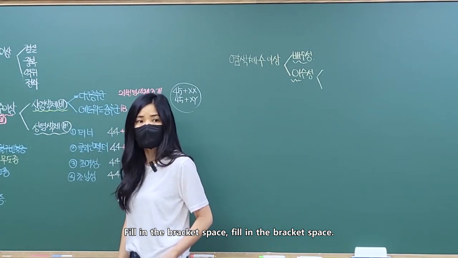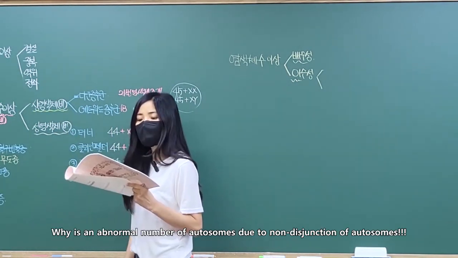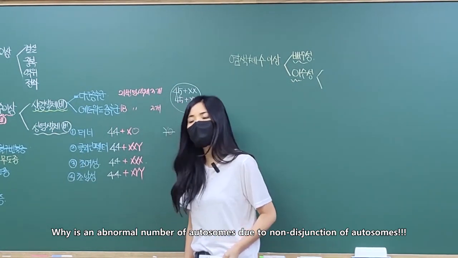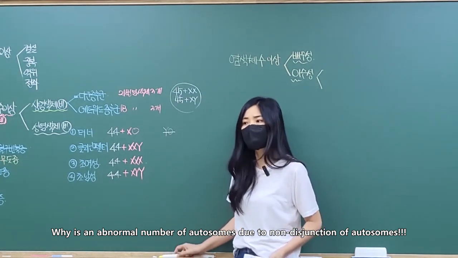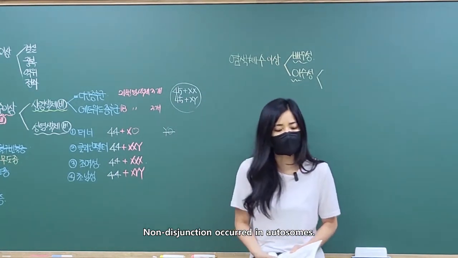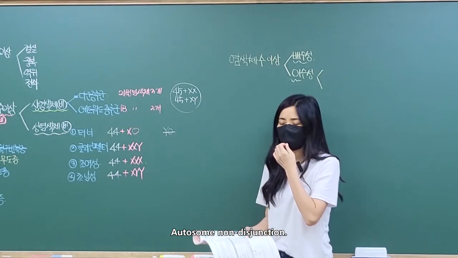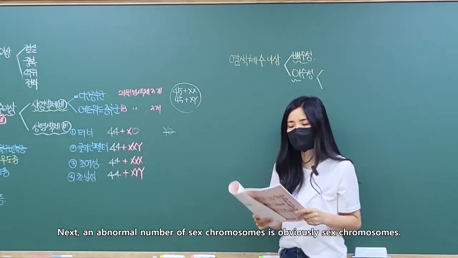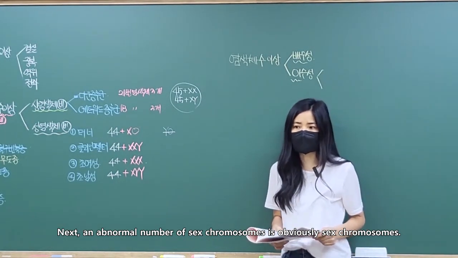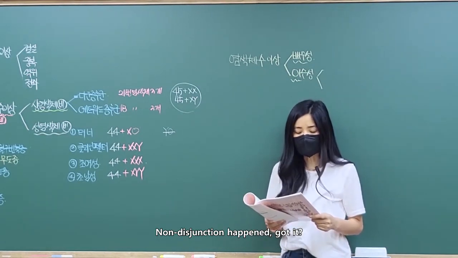Fill in the bracket space. Why is an abnormal number of autosomes due to non-disjunction of autosomes? Non-disjunction occurred in autosomes. Autosome non-disjunction. Next, an abnormal number of sex chromosomes is obviously due to sex chromosome non-disjunction. Got it. Fill in Down syndrome.